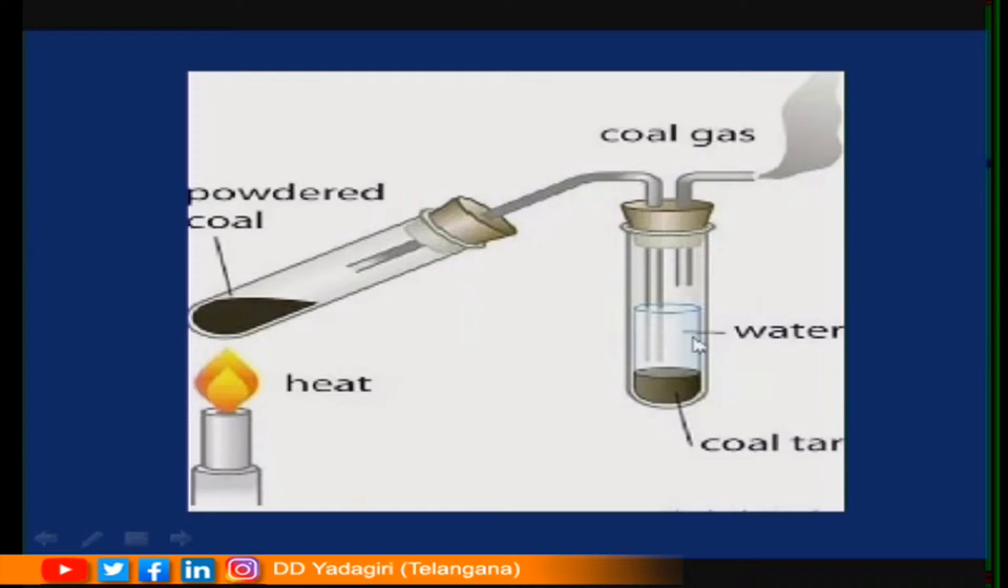Once again, we can also perform the experiment like this. Take two boiling tubes and heat the coal powder, with rubber corks attached and a delivery tube leading into the other boiling tube. Now, what is happening? The gas which is coming out is coal gas. The liquid which is dissolving in water is nothing but coal tar. In this way, we can also prepare coal gas and coal tar in the laboratory.